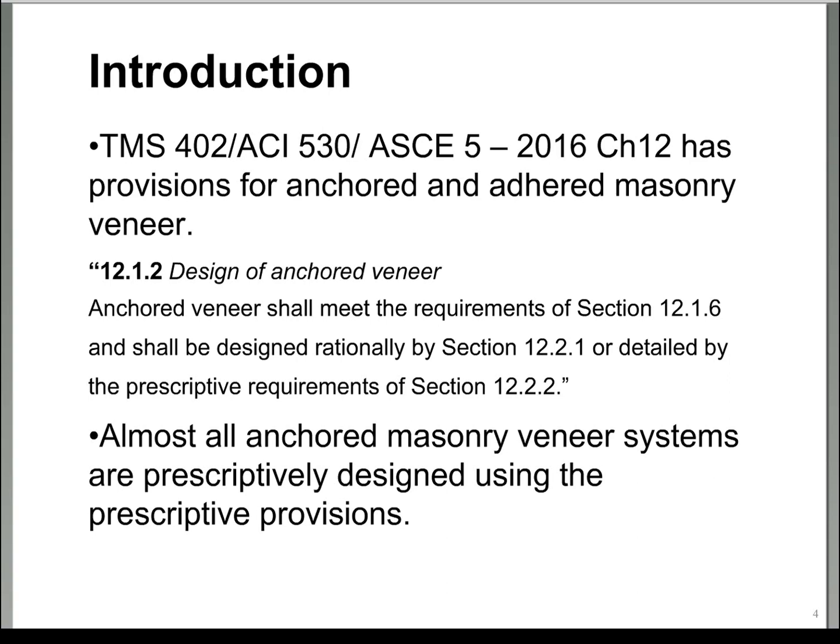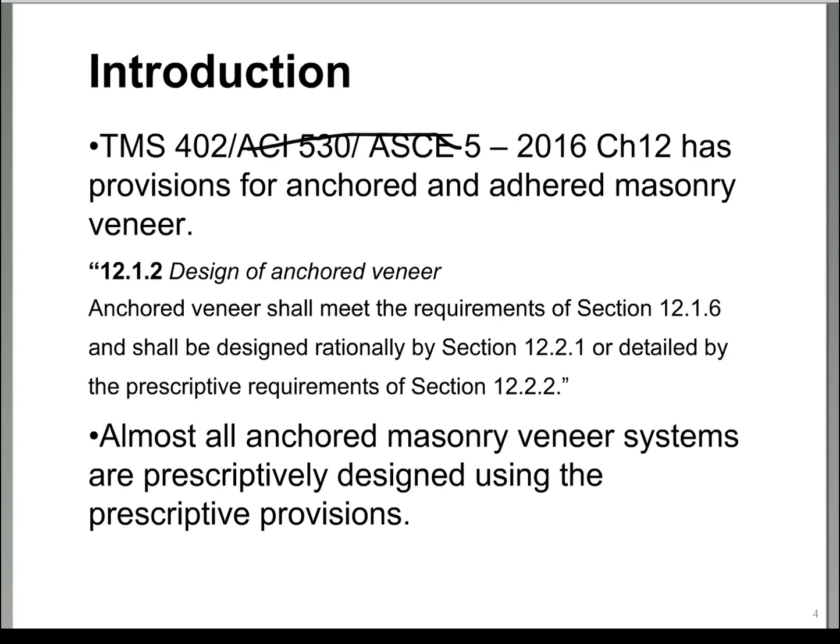This is the TMS 402, which used to be referred to as the ACI 530 and ASCE 5. The 2016 version of that code is under all of those, and the 2011 version is under all of those designations. The 2016 version actually cuts out all of these numbers, and there's no longer an ACI 530 or ASCE 5 designation in effect. In that Chapter 12, they describe the design of anchored veneer.